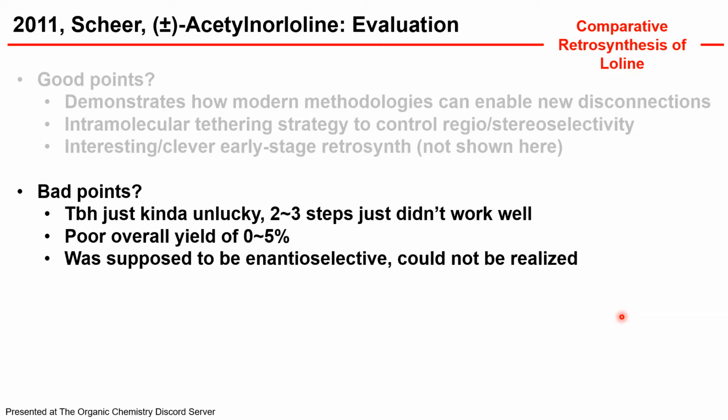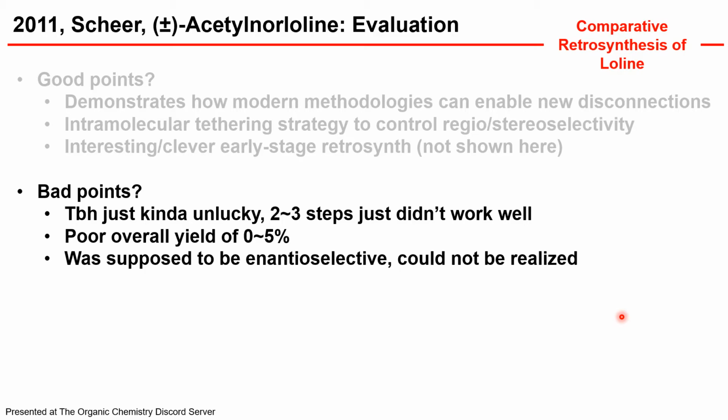But they got really, really unlucky. There were just like 2 or 3 steps that just did not work out at all. And so they also had a poor yield of like 0 to 5%. The other thing that was unlucky is this synthesis was supposed to be enantioselective, but they had a lot of difficulties making that work out. So it just goes to show that doing a PhD in total synthesis can really be a dice roll.